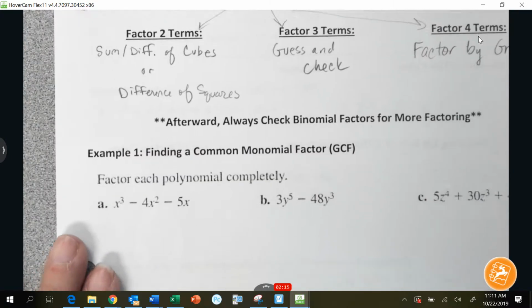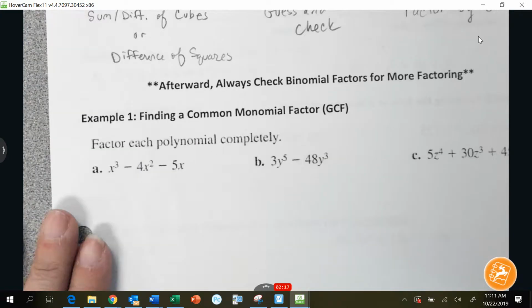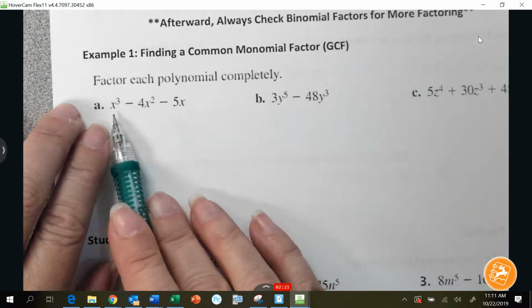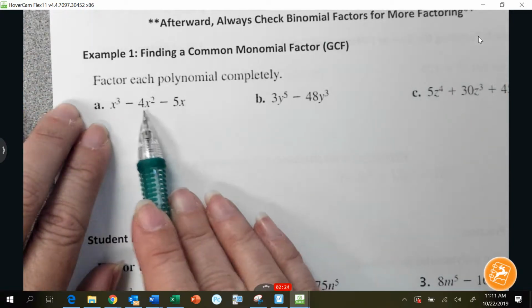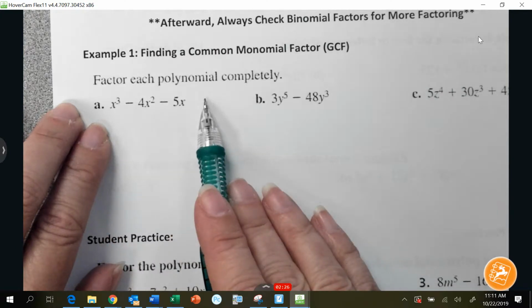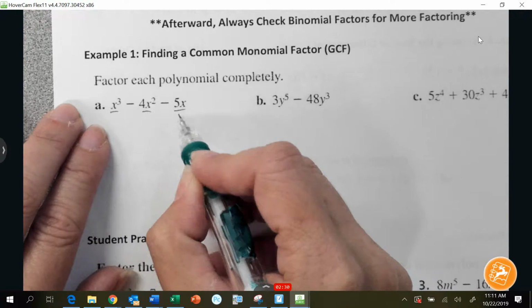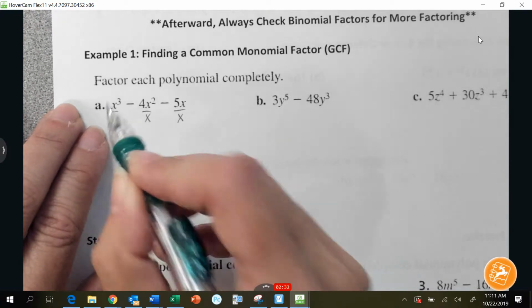So example one. We're going to start by factoring out a greatest common factor. Then we're going to see where it takes us from there. So look at question A. Do we have a greatest common factor? What is it? X. We're going to factor that out.